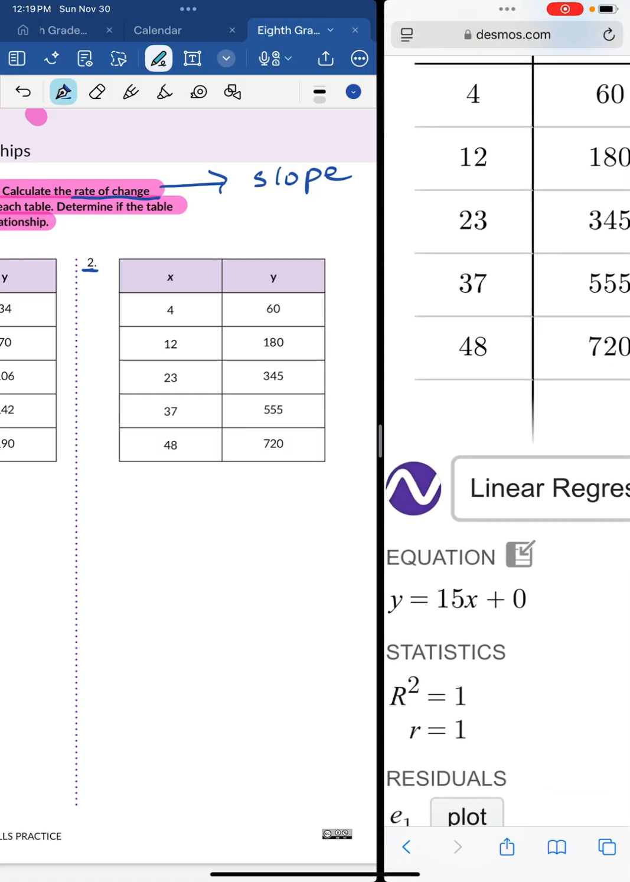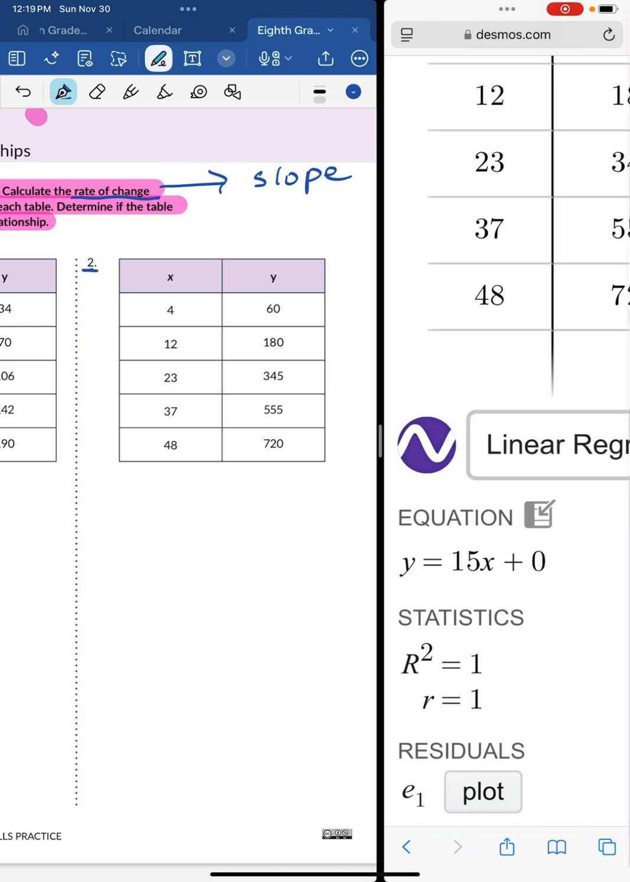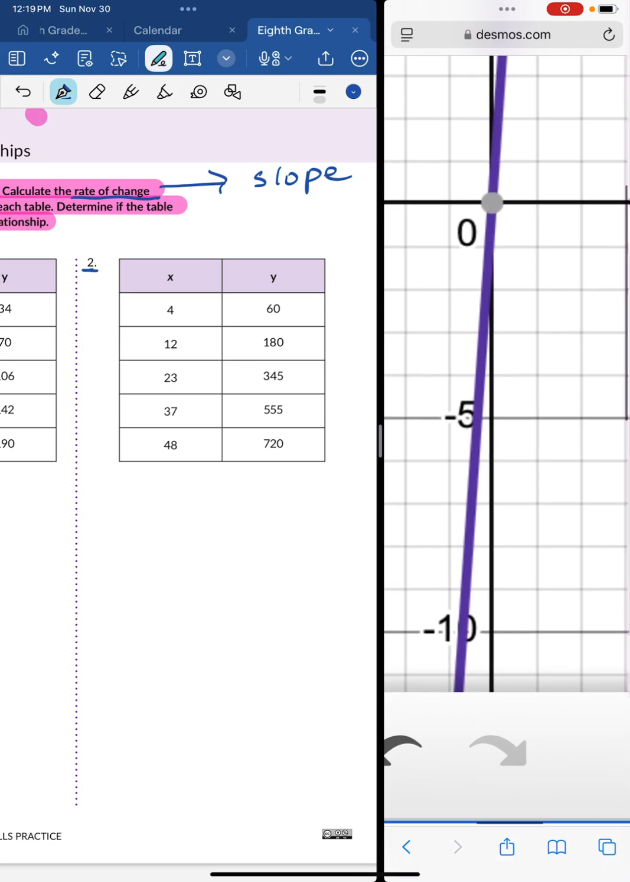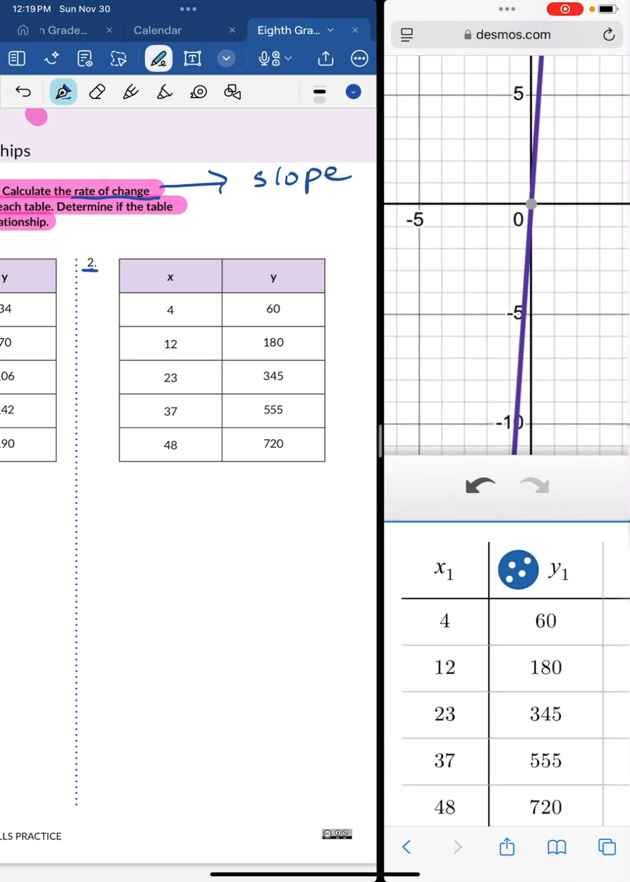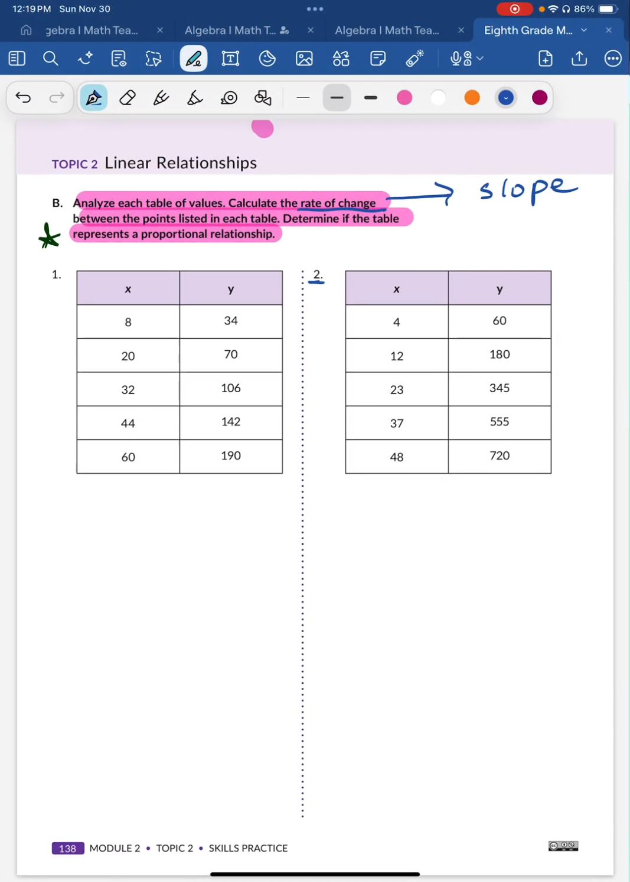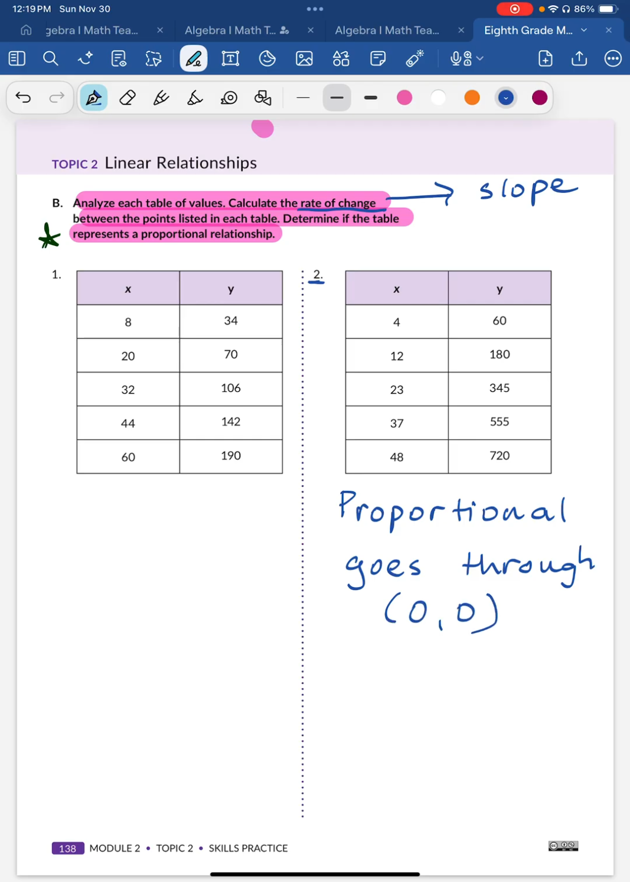And look at that equation, 15x plus 0. So that tells you your y-intercept is 0. And we look on the graph and it does go through 0, 0. So we can go back over here and say this one is proportional, because we just saw on Desmos that it went through 0, 0. Okay, very good. Now let's keep going.